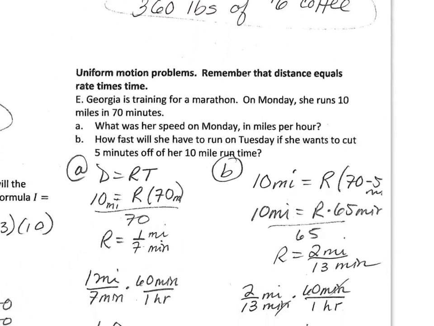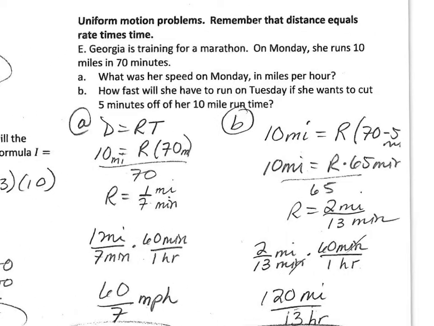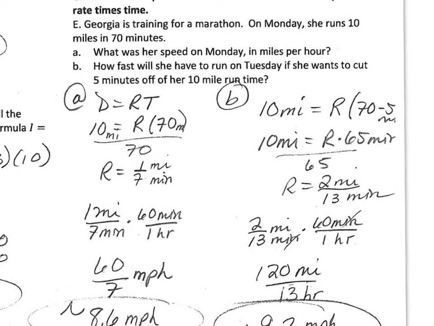For uniform motion, these problems are asking us to take a look at things where you're going one direction and then the other. Sometimes the wind is in the way, or you're on a moving treadmill, and so we've got some adjustments to make. But for this particular problem, it's asking us what her speed on Monday was in miles per hour. So she's training, she runs 10 miles in 70 minutes.